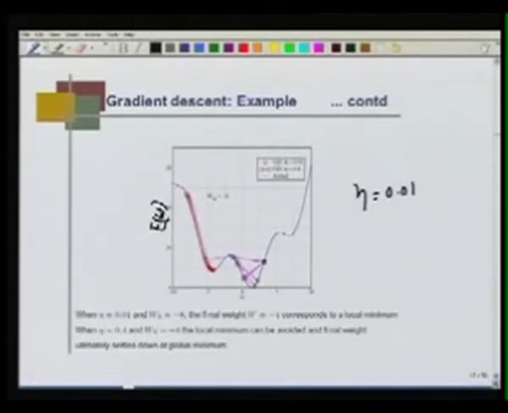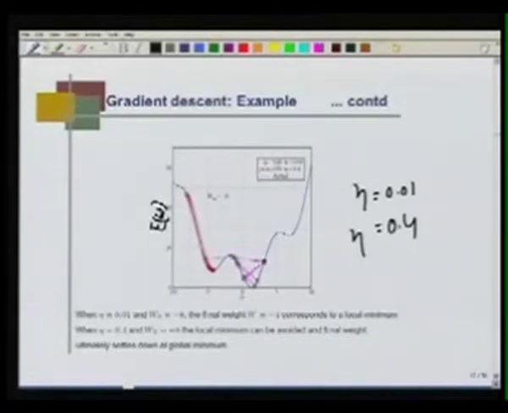So, if I start from here, I reach here. But if I change eta from 0.01 to 0.4, then my step size, the learning rate, has increased a little bit. You can easily see the square one. From this point it jumps to this point, and from this point it goes to this point, and again from here until it converges to the global minimum in this case. So, changing eta, I am able to reach the global minimum.